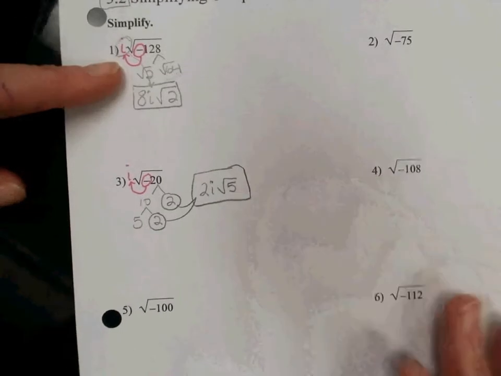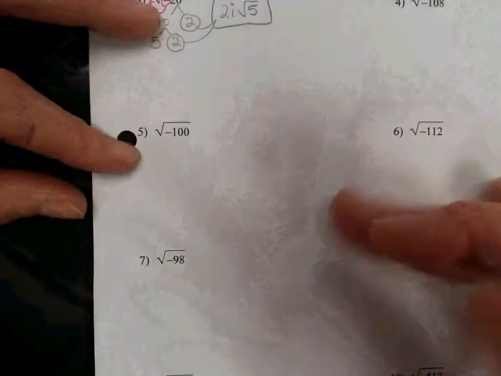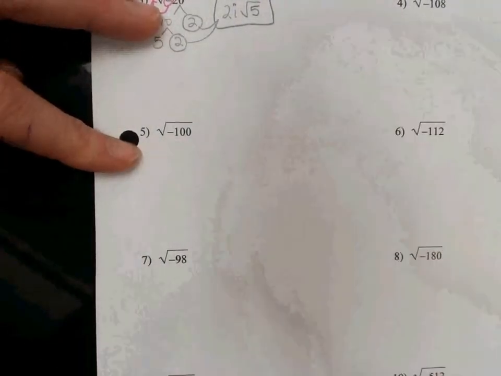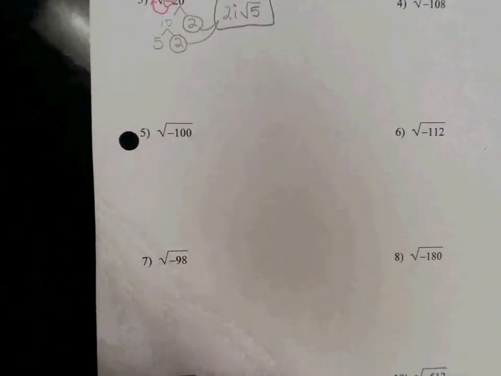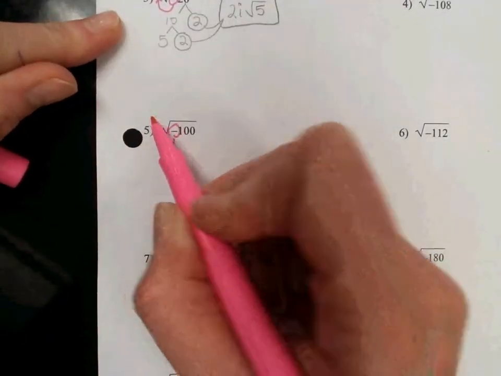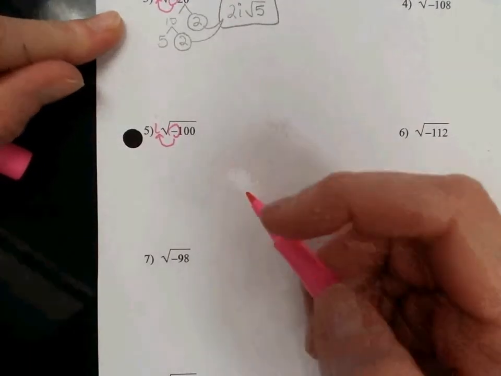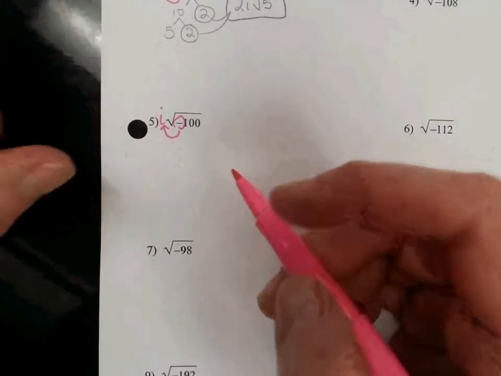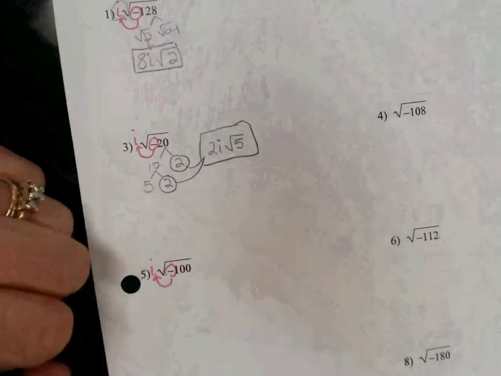I expected this to be overly complicated. It's not. It's not that bad. Number 5, the negative comes out as an i. And now we have the square root of 100, which is 10. So now this is just 10i.